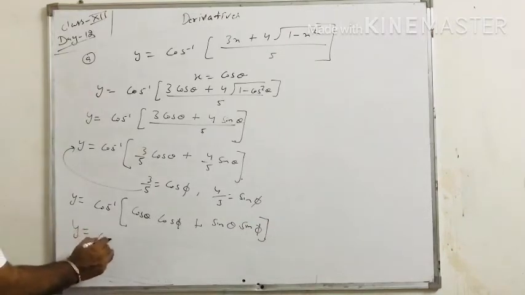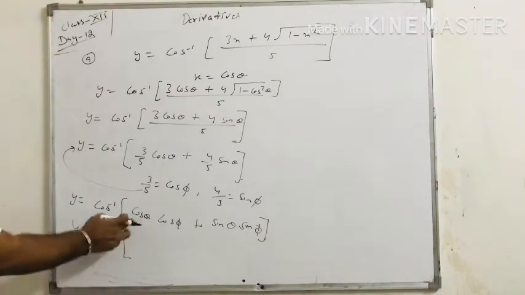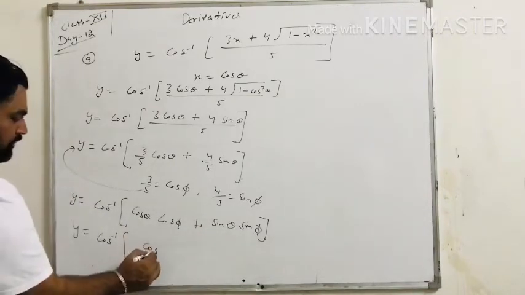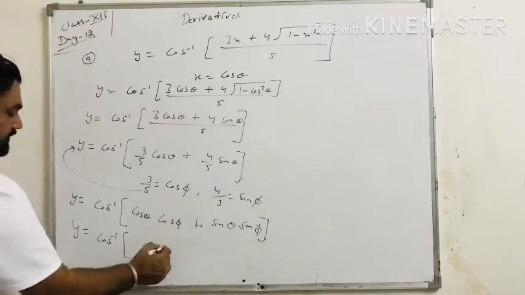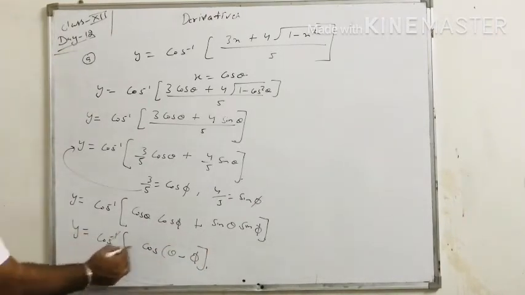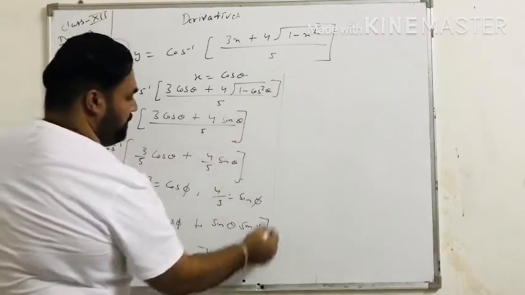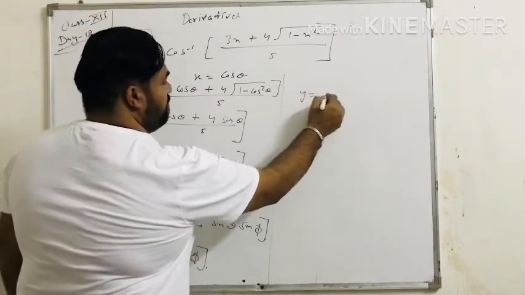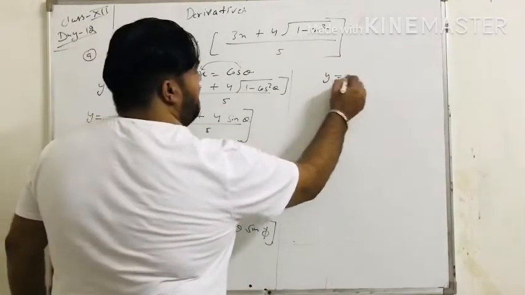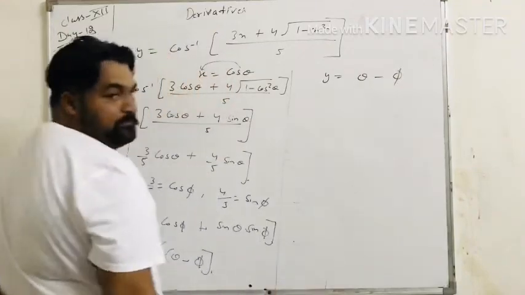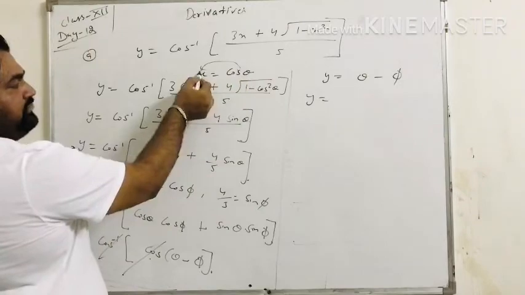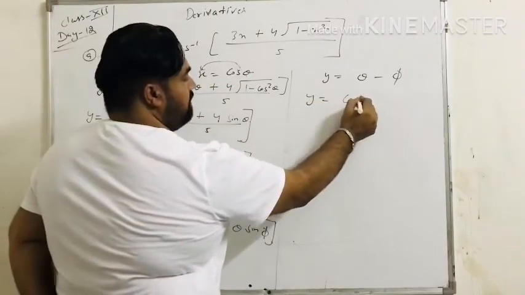Now y equals cos inverse of cos A cos B plus sin A sin B. The formula of cos A cos B plus sin A sin B is cos of A minus B. So cos inverse and cos cancel, and y equals theta minus alpha. Now, what is the value of theta? Shift this cos to this side. The value of theta becomes cos inverse x.